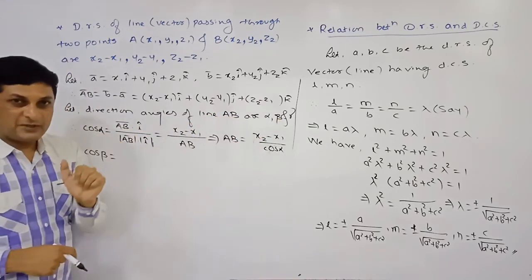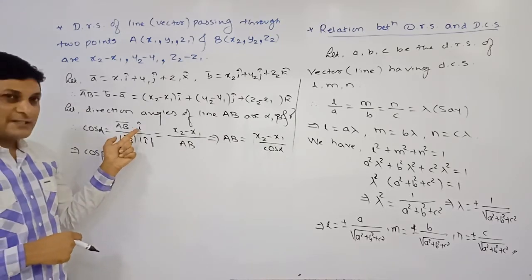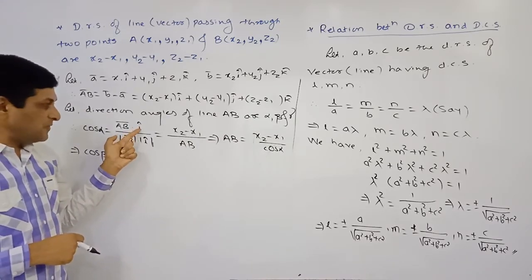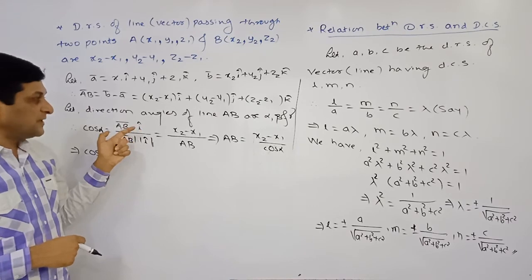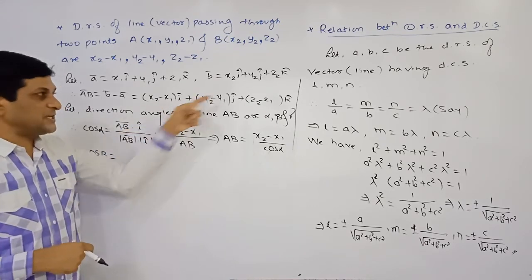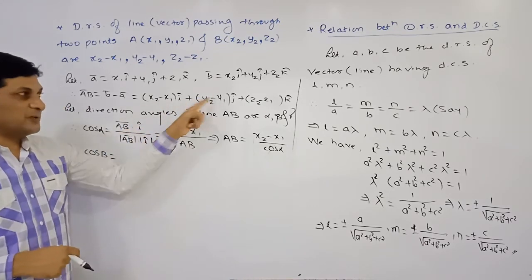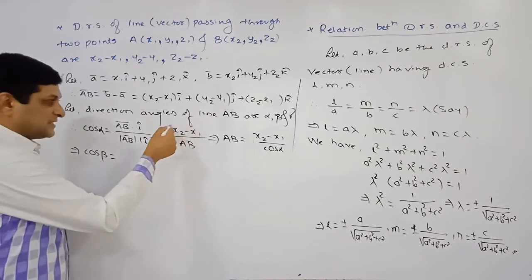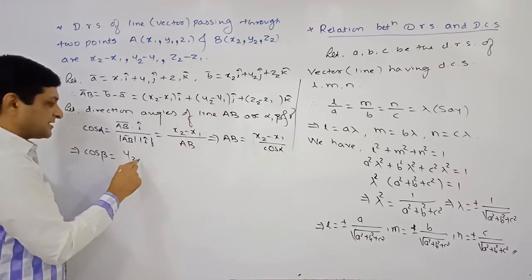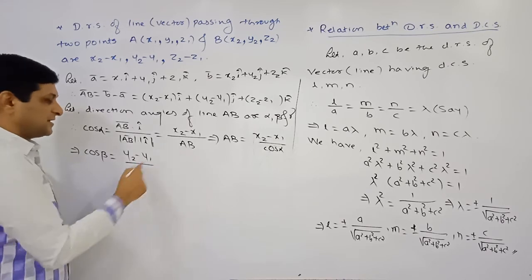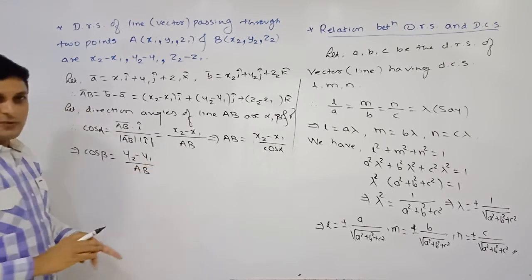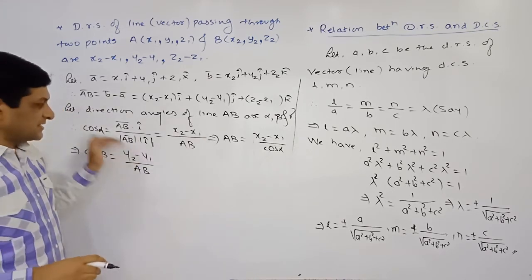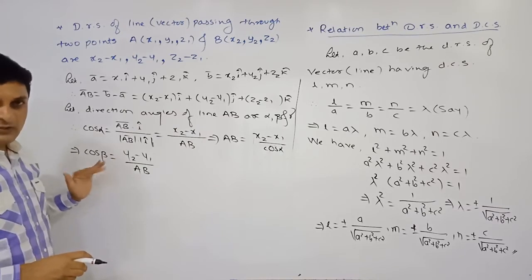Beta is the angle made with the y axis, and the unit vector along the y axis is j cap. So if i cap gets replaced by j cap, what will we get? The product of the coefficient of j cap, y2, so that product will be y2 minus y1. Here x2 minus x1 gets replaced by y2 minus y1, and the denominator will be AB. I hope you are getting it. Using exactly the same method, we are finding the value of cos beta.